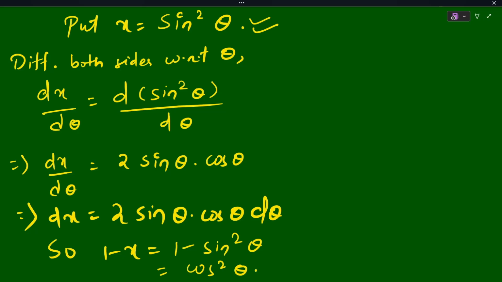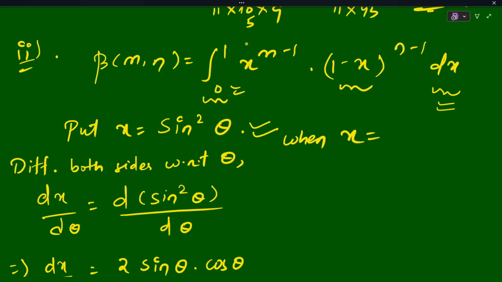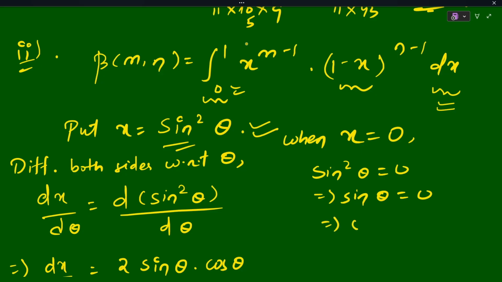Okay, so the next thing comes that we have to change this limit of integration. So now see, first take the lower limit 0. When x is 0, our sine square theta would be 0. That implies this sine theta would be 0, and it is only possible when theta is 0. So from here we got that theta is equal to 0.